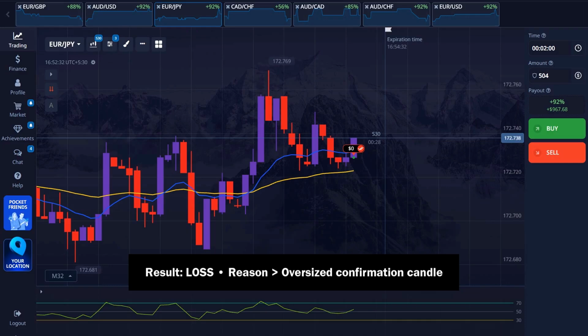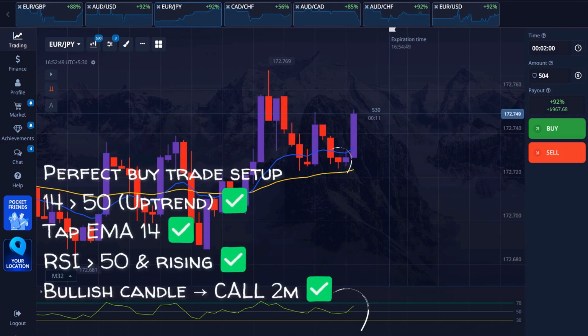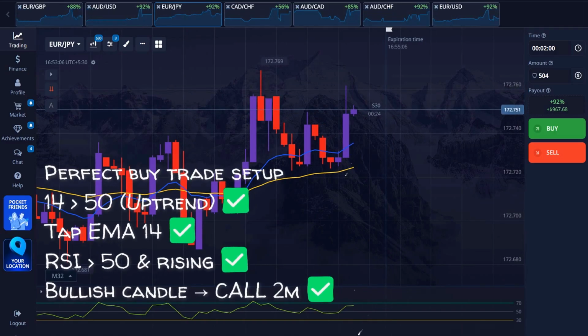Losses are part of trading. What matters is why it happened and how we adjust, so the next setup is cleaner. Here, the confirmation candle was too big, which often gives a poor entry price and leaves no room for a normal pullback. Momentum cooled, RSI drifted toward 50, and price stalled near entry. Textbook consequences of breaking the checklist.